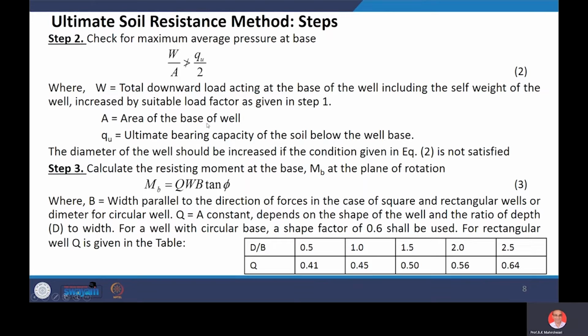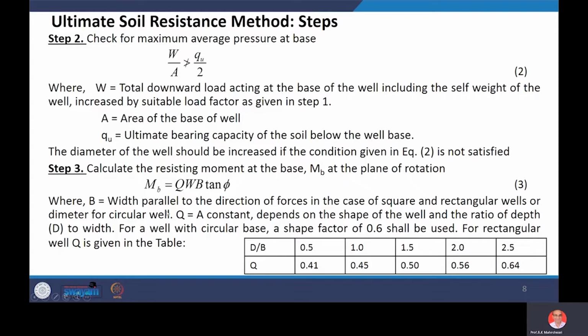Suppose this check is not satisfied, in that case the diameter of the well should be increased. So this was step 2. Now in step 3, you calculate the resisting moment at the base, which is denoted M subscript b, at the plane of rotation. And this resisting moment is given by the relation Q W B tan phi, where B is the width parallel to the direction of forces in the case of square and rectangular wells, or diameter of circular well.